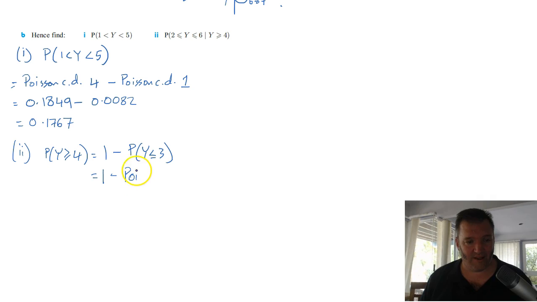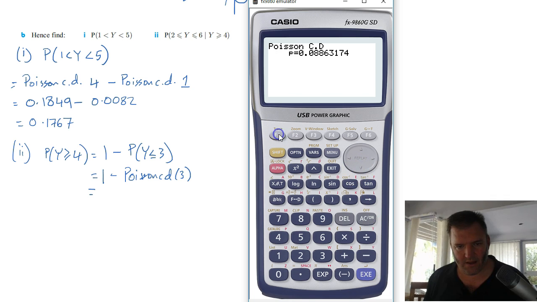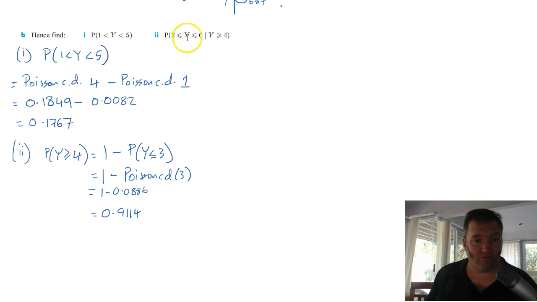So this is Poisson cumulative distribution for 3. Calculator's already set up to do this one, isn't it? Stick a 3 in there. Calculate that. So we're looking at 0.0886. 1 minus 0.0886. Which means we're really only looking at 0.9114 of the population.